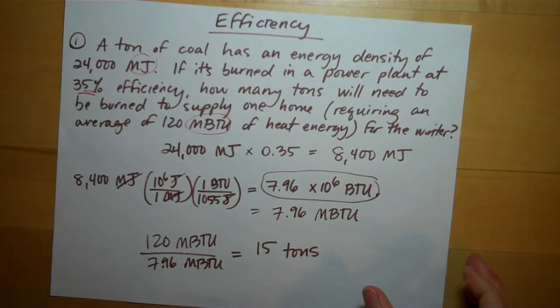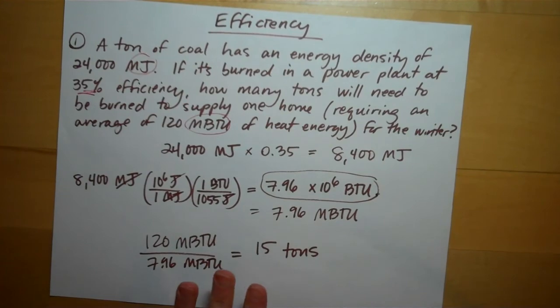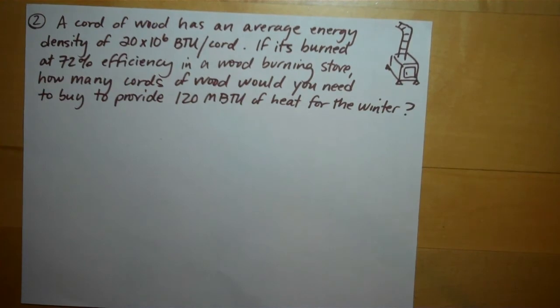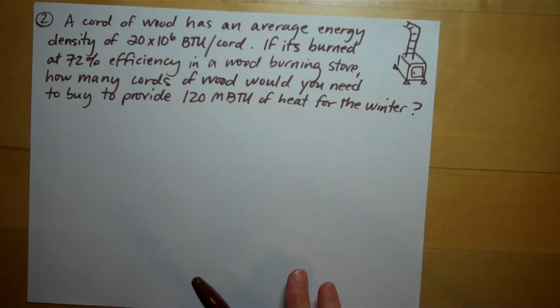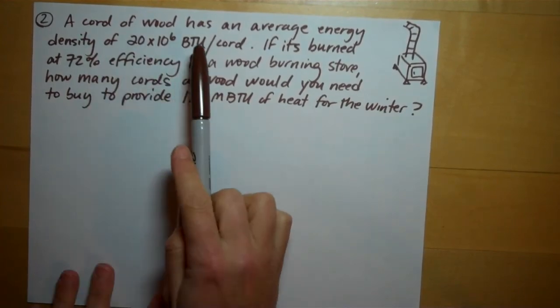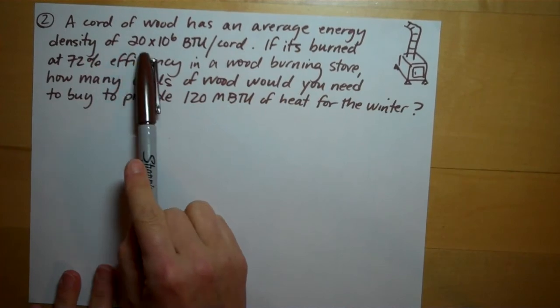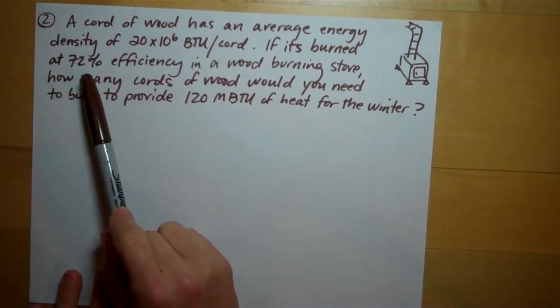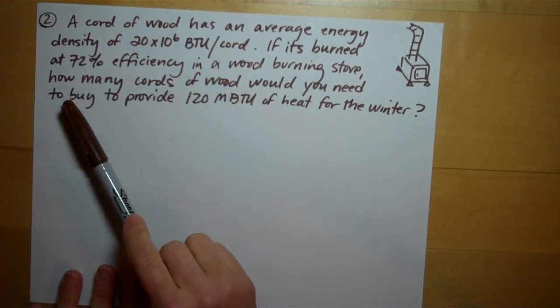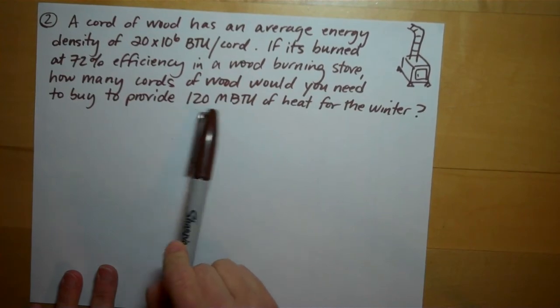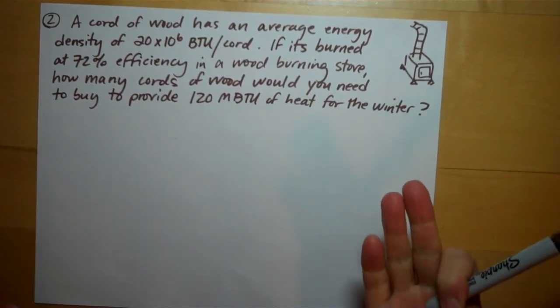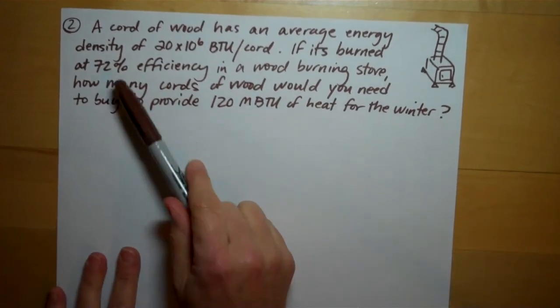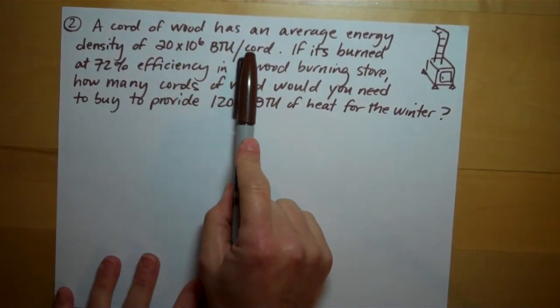Okay, let's do another one, a very similar one, using wood and a wood-burning stove. Some of you might have one at home. Okay, in this one, we're saying that a cord of wood has an average energy density of 20 million, or 20 times 10 to the 6 BTUs. If it's burned at 72% efficiency in a wood-burning stove, how many cords of wood would you need to buy to provide 120 mega BTUs of heat for the winter? So it's a very, very similar problem, just a different efficiency and a different energy density.